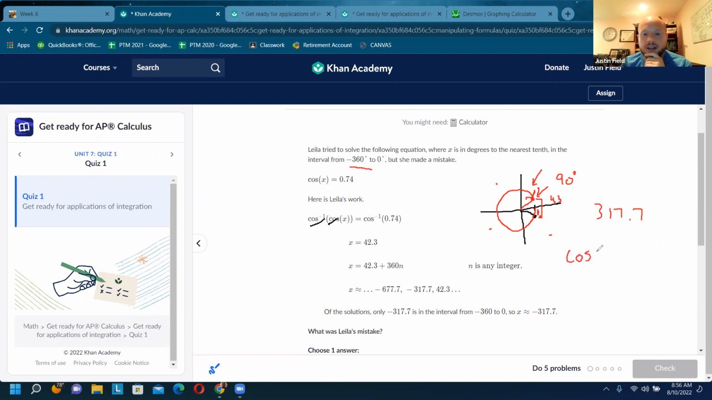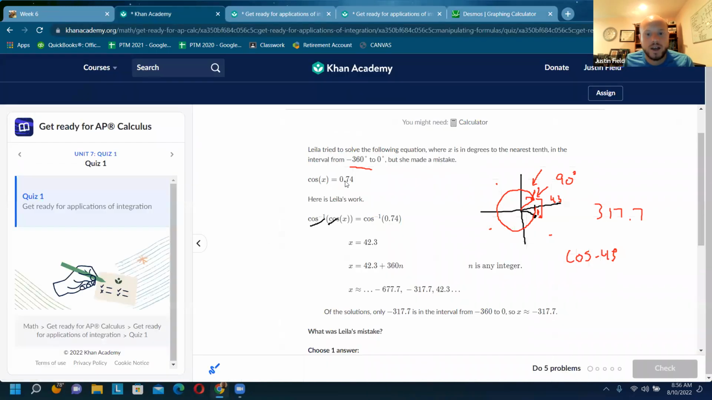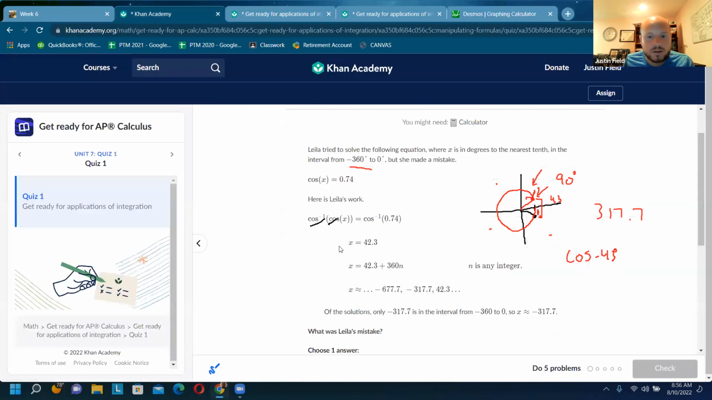So the cosine of negative 43 degrees, is that also the answer? Let's check it out. Cosine of negative 43 degrees is 0.73, and 0.731. It was rounding, because it's 0.317. So anyway, I rounded, I forgot the 0.7, but you can see that there is another one.